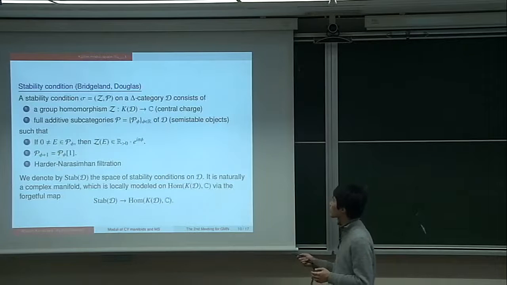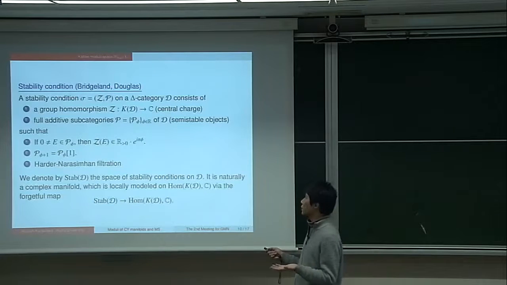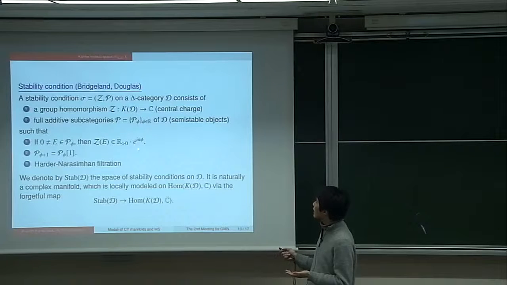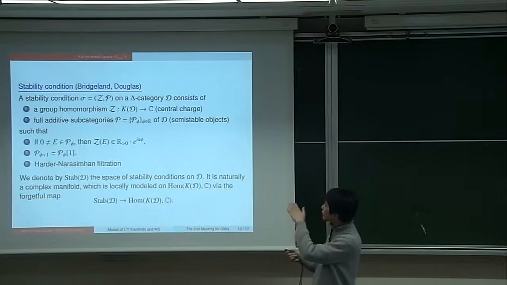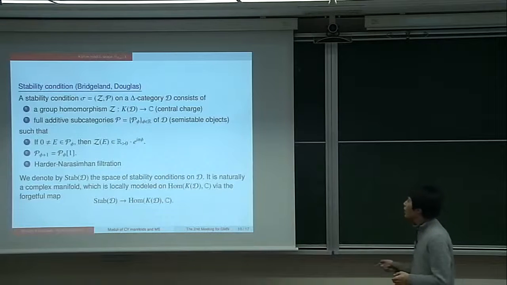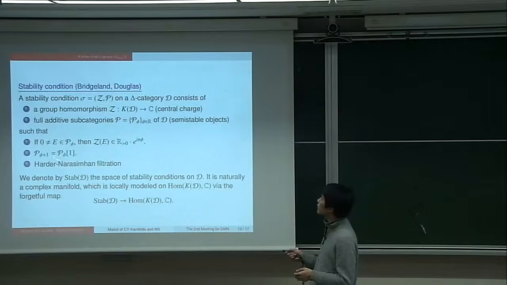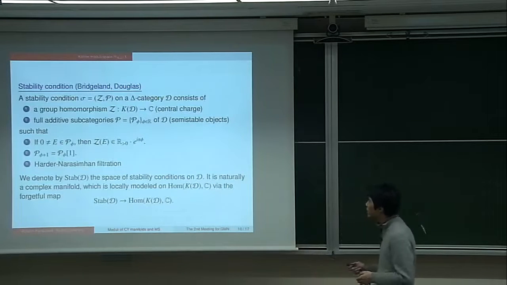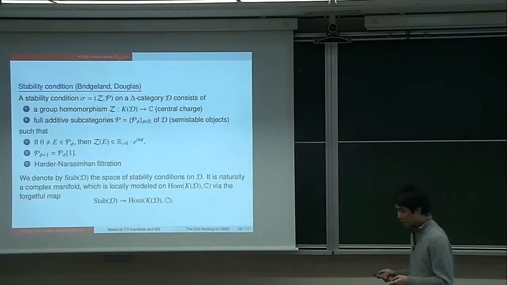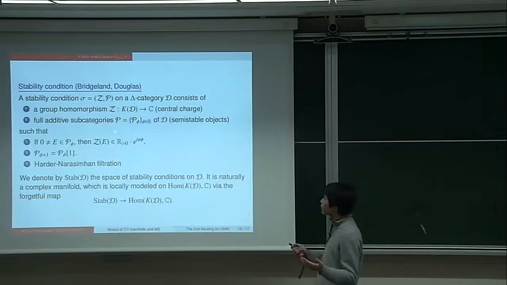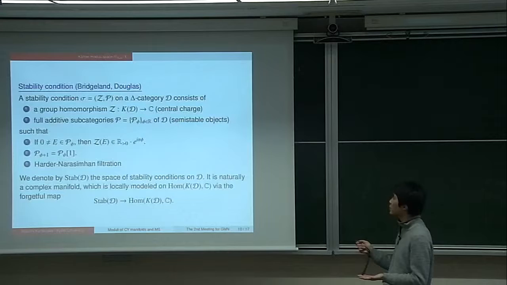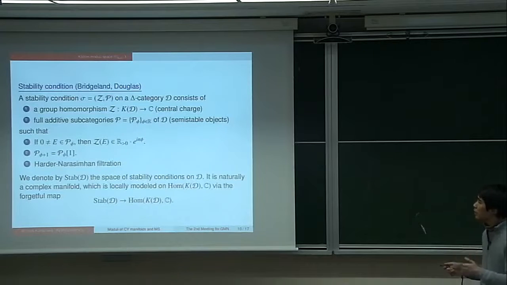The first axiom says that for any semi-stable object which is non-zero, the value of Z lies in the phase phi line. And the second is the compatibility of this collection of subcategories with the triangle structure on the category. The last one is the Harder-Narasimhan filtration. That basically says that any object in a triangulated category is an iterated extension of these semi-stable objects. Some sort of compatibility condition.